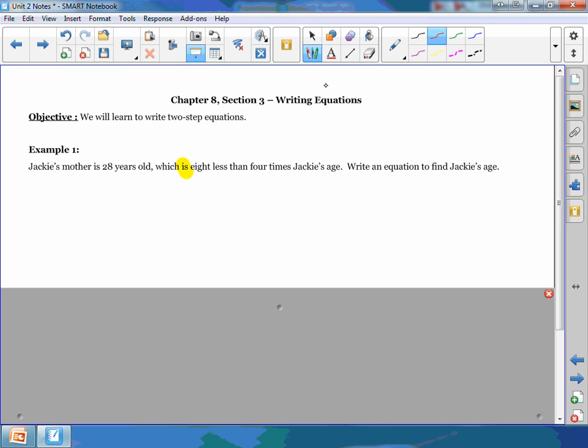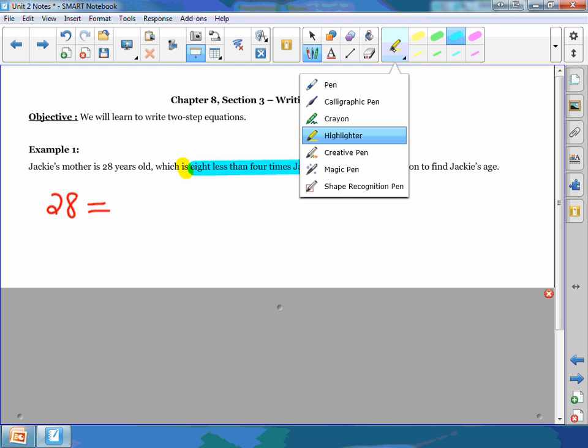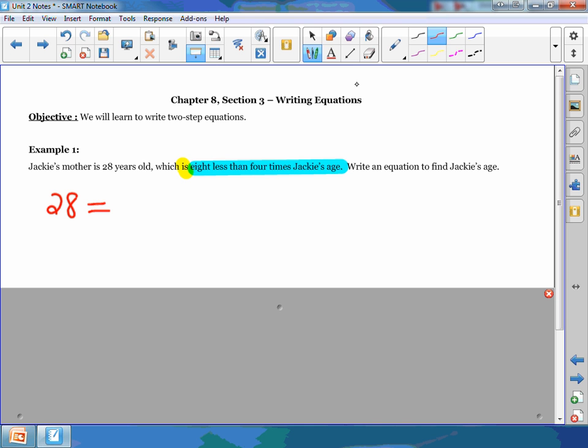So when you're reading this sentence, it's saying Jackie's mother is 28, meaning Jackie's mother's age is, or equals, then it's going to talk about this other expression here, which I will highlight right there. Now, we've been writing these expressions for quite some time. 8 less than 4 times Jackie's age. But we have an issue here because we don't know Jackie's age.